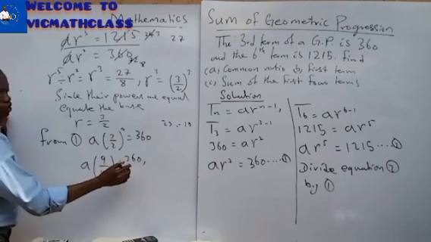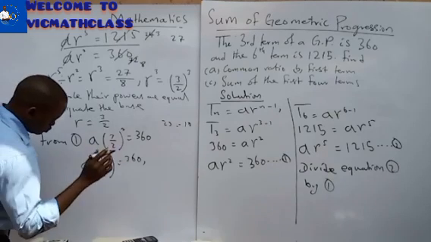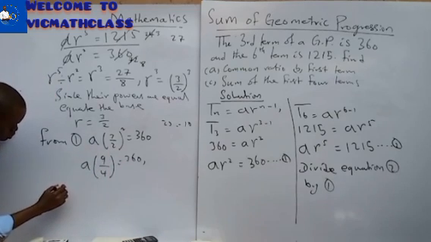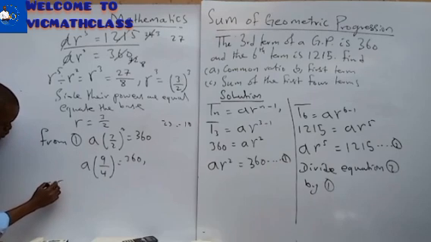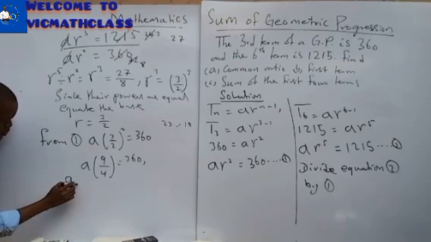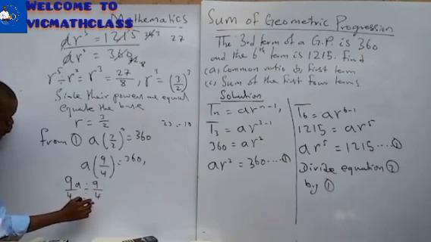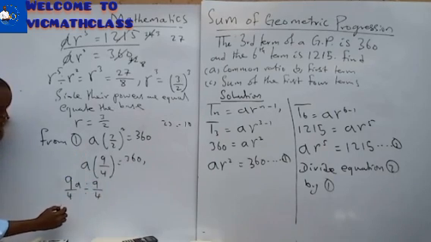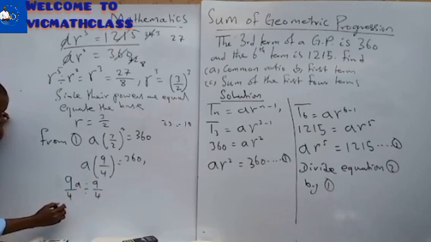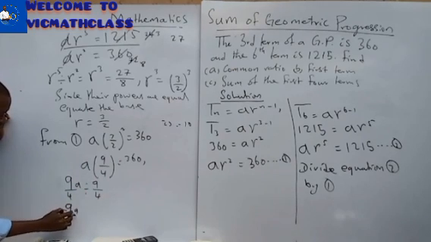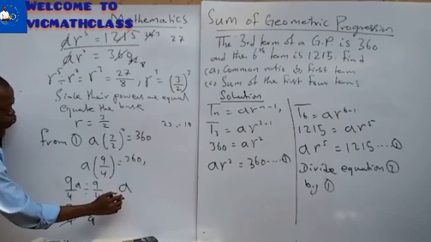What I'm trying to say here, let me not rush, is if you have 9a over 4 divided by 9 over 4, it will become an inverse, something like you turn this upside down. It becomes 9a over 4 times 4 over 9, which will now cancel, and you have a left. So this will be a.